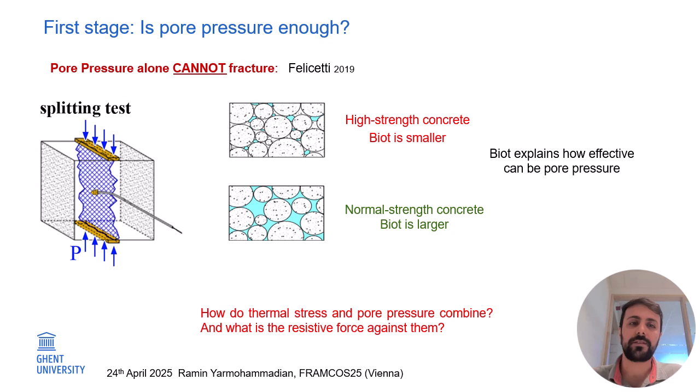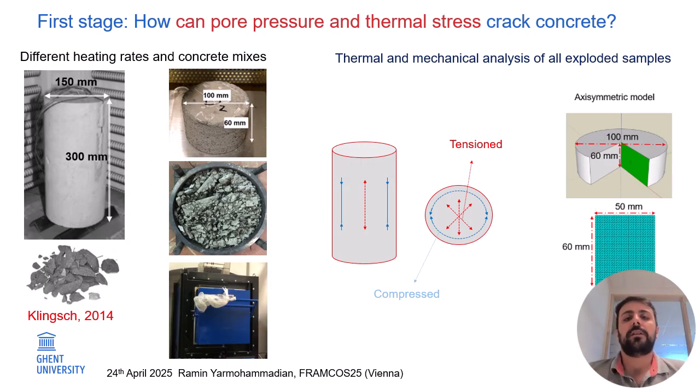The answer is that usually we need to combine it with the thermal stress. For small scale tests, I did some experiments to understand how we can combine these two. We had high performance concrete and ultra high performance concrete with different heating rates on a small scale, like cylinders, as you see here. Then I used a numerical analysis to find the temperature and stress at the time of spalling, or at the time of explosion.